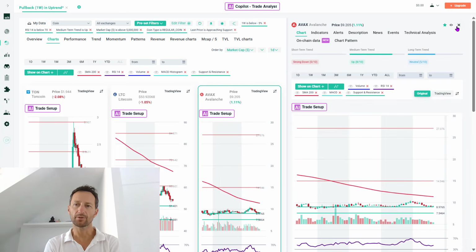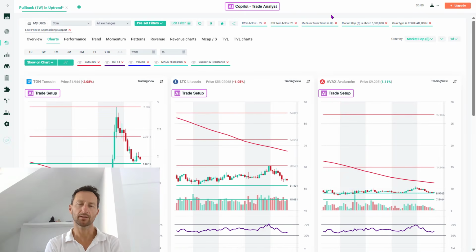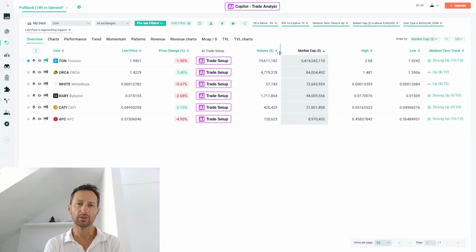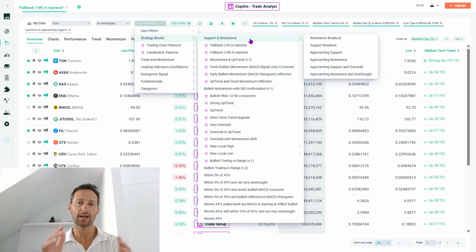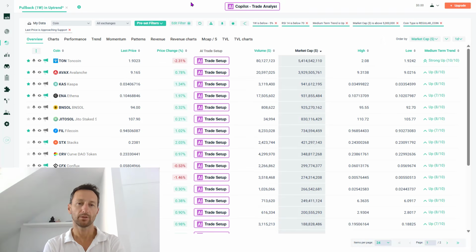So this is really what I wanted to demonstrate, that to efficiently use your time and also the AI trade setup prompt credits that you have, I would recommend using some of these preset filters to narrow down the candidates for trade ideas, and then run the trade setup tool on those.